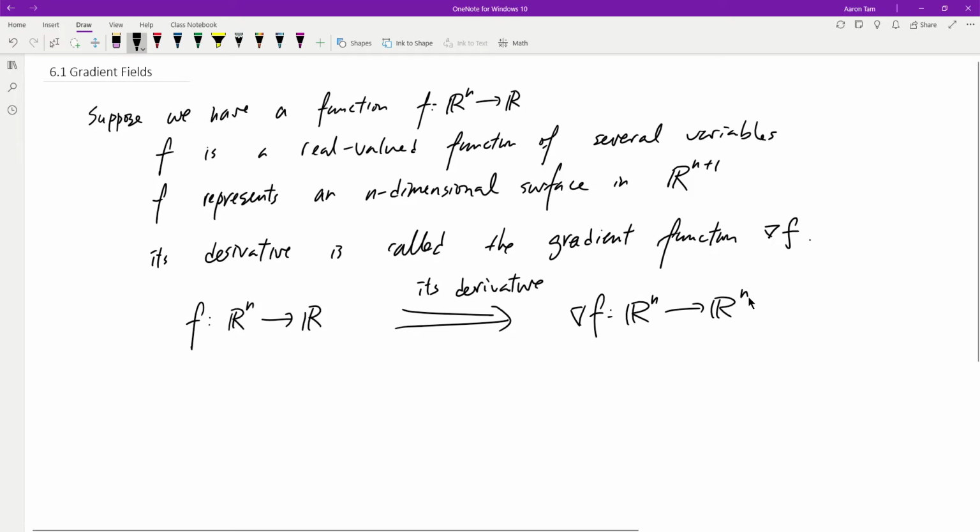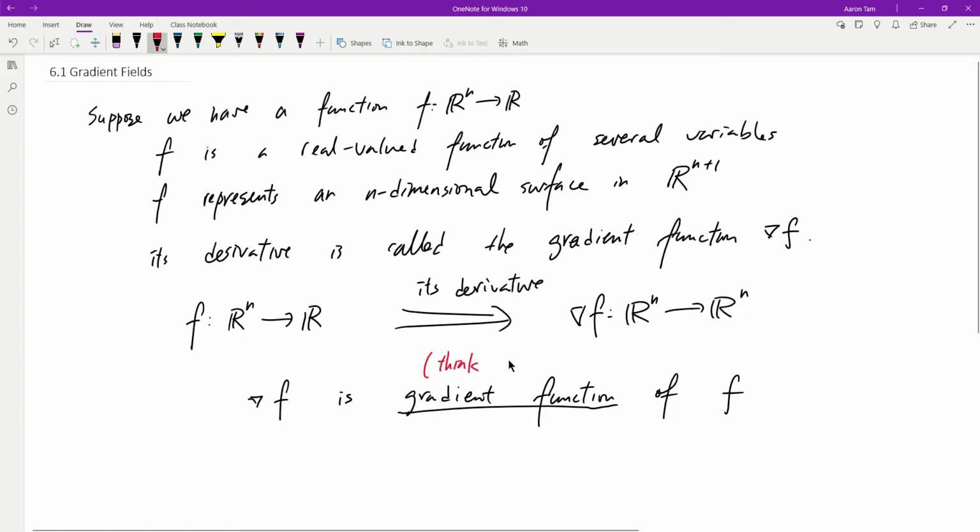And here's the important part. If this is the way it's defined, is there some way to actually talk about the function f from the gradient point of view? And there is a terminology that I want to talk to you about. In this scenario, we can say that the gradient of f is basically the gradient function of the function f. So here, I'm defining the word gradient function, and with the word gradient function, what you want to do is to think derivatives.